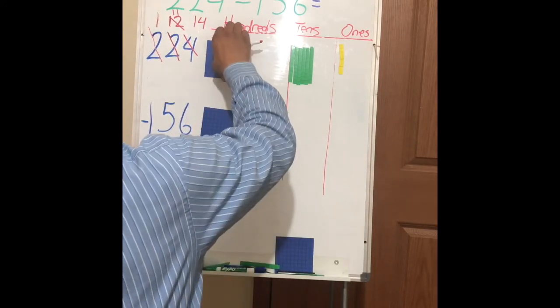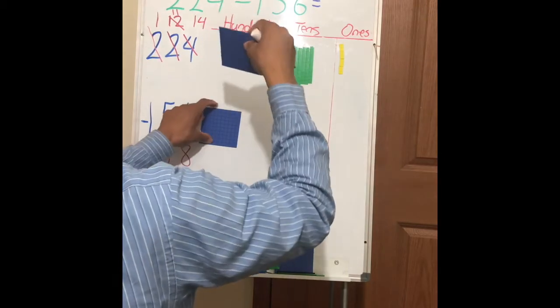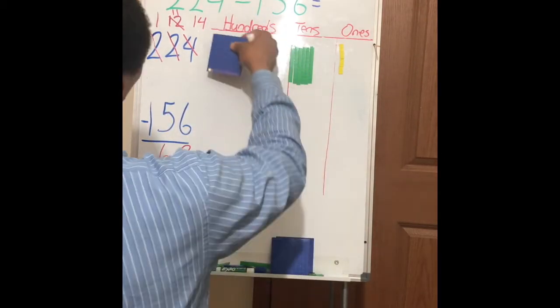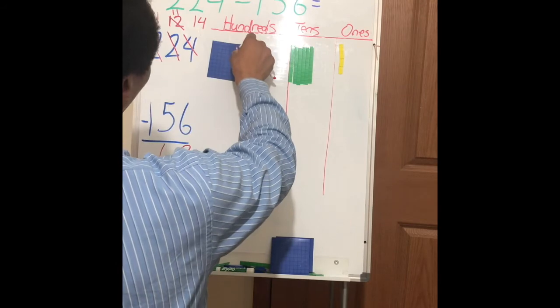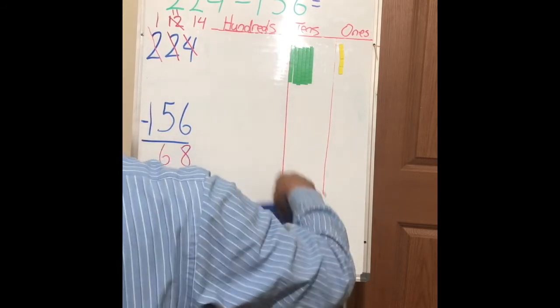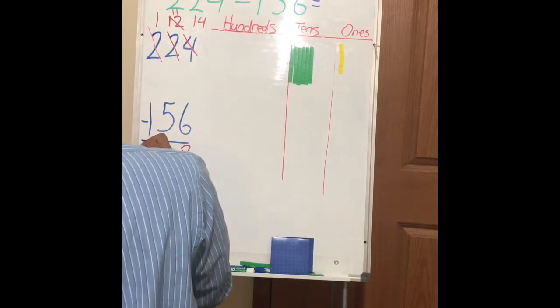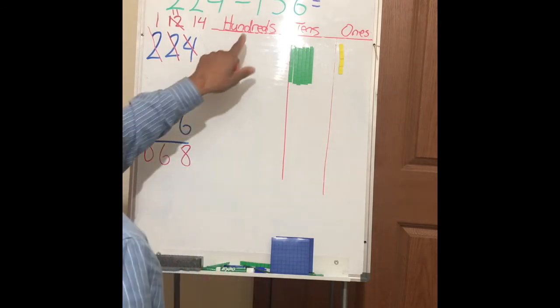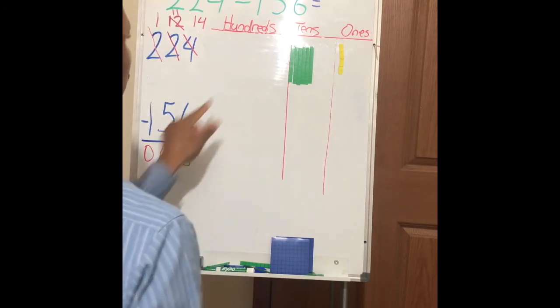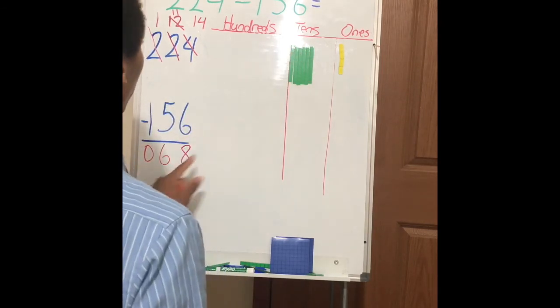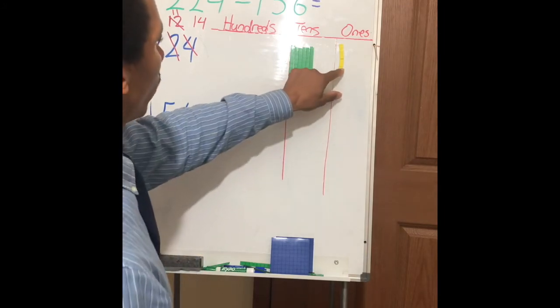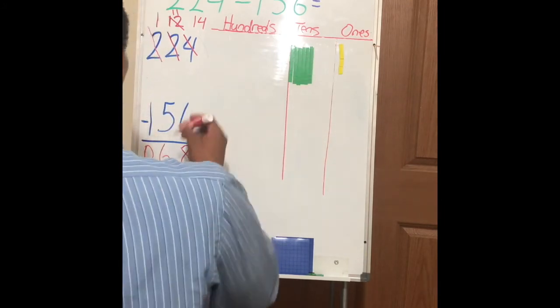And I have 100 minus 100. So if I have 100 and I take away 100, I'm left with 0 hundreds in the hundreds place. So what I should have left, I should have 0 in the hundreds place. I should have 6 in the tens place. I should have 8, 1, 2, 3, 4, 5, 6, 7, 8, in the ones place.